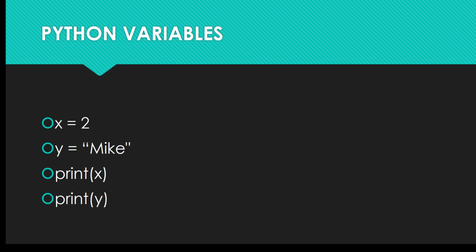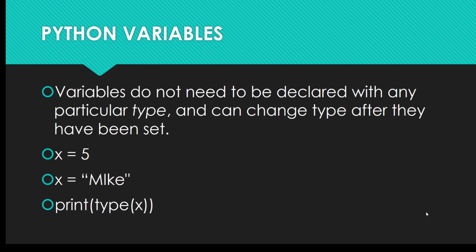If you print out the result, you'll get 2 and Mike as the values for x and y. Variables do not need to be declared with any type, and you can also change the type along with changing the value of a variable. This example has x equal to 5, and x is then assigned a value of Mike to replace the previous value of 5. If you do a type check on x, you would see that the type was changed at the same time when 5 was changed to Mike.